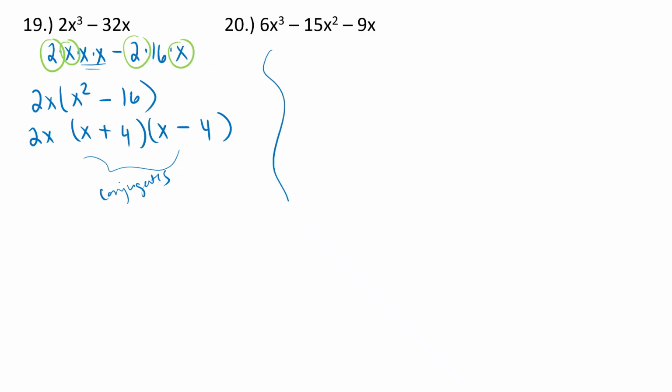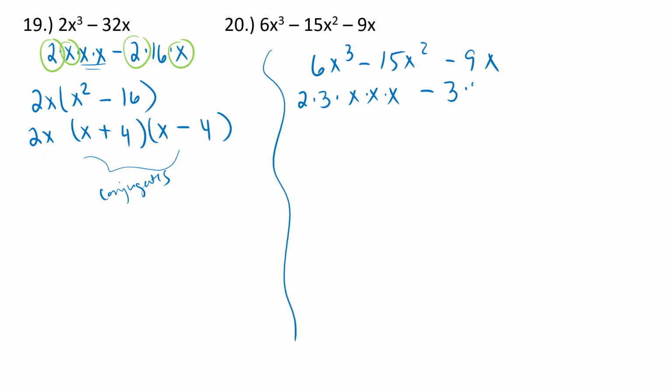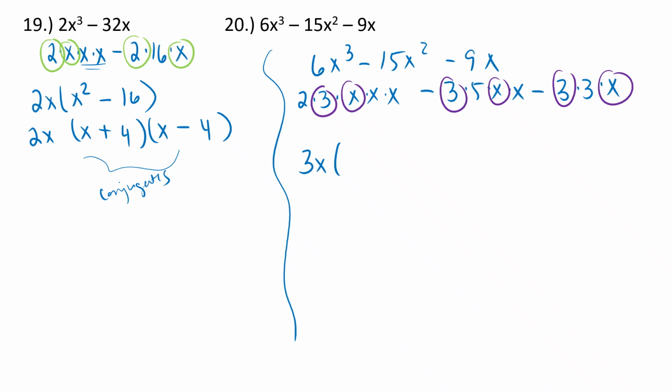All right, and this last one, yay, almost done. Okay, so we're going to go ahead and do some prime factorization on this one too, just to break it down. So 6 breaks into 2 times 3, and this is x times x times x. 15 is 3 times 5, and then we have a couple x's, and then 9 is 3 times 3, and we have an x. And looking for our common factors, all of these have a common factor of 3, and all of them have a common factor of x. So I'm going to take that 3x, that's my greatest common factor, and I'll put everything else back together.